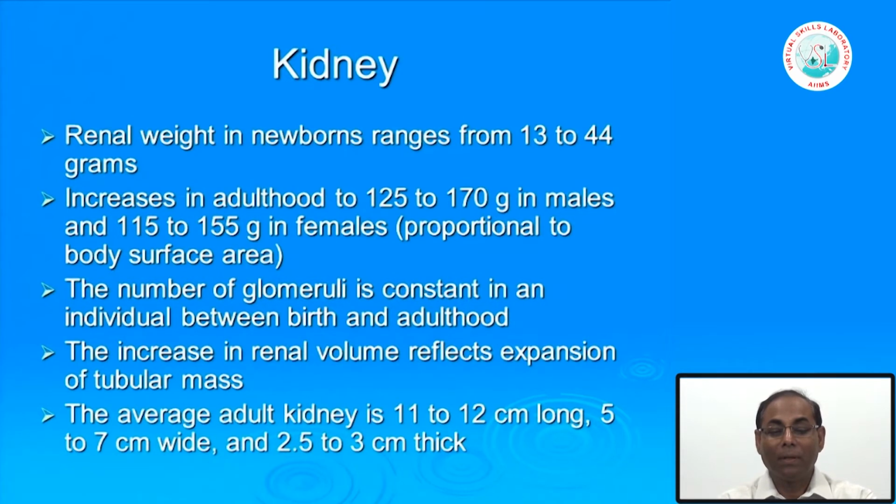Now for the kidney, there are certain basic things we should remember. In a newborn, its weight ranges from 13 to 44 grams, and it increases in adulthood to 125 to 170 grams in males and 115 to 155 grams in females. The weight of the kidney is usually proportional to the body surface area. Interestingly, the number of glomeruli is constant in an individual from birth till adulthood. So you realize that from 13 to 44 grams it increases to almost 170 grams, and this increase is due to the expansion of the tubular mass.